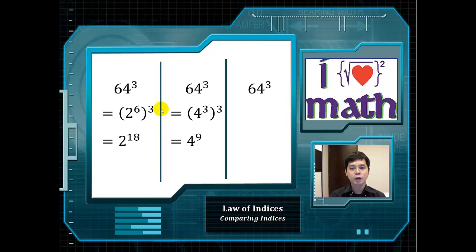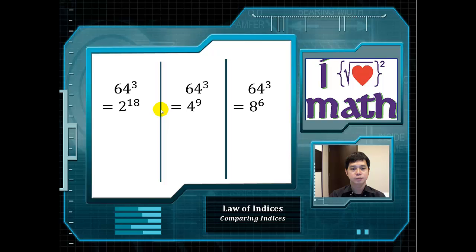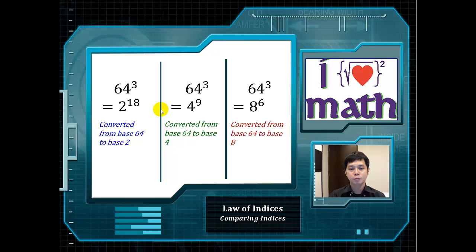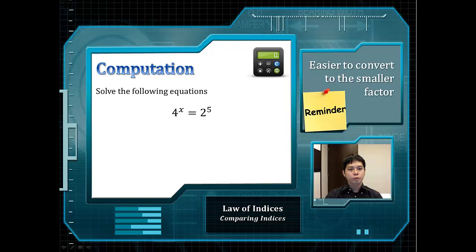Finally, can you think of one more base that we can use? Since 64 is equal to 8 squared, 64 cubed is equal to 8 squared cubed. And hence, we have 8 to the power of 6. We have converted base 64 to base 2, base 64 to base 4, and base 64 to base 8. We shall now try to solve some of the following equations.